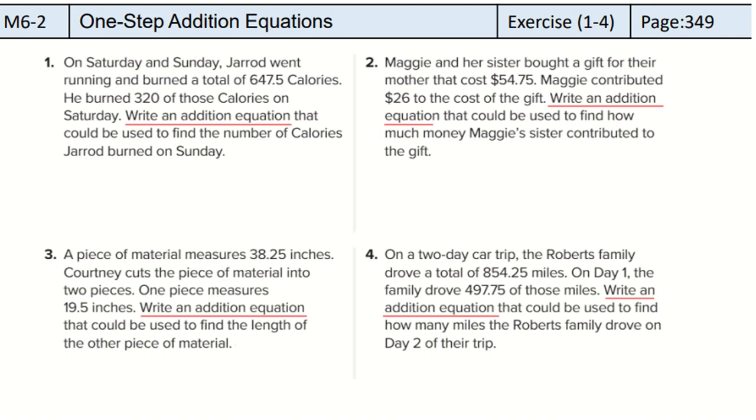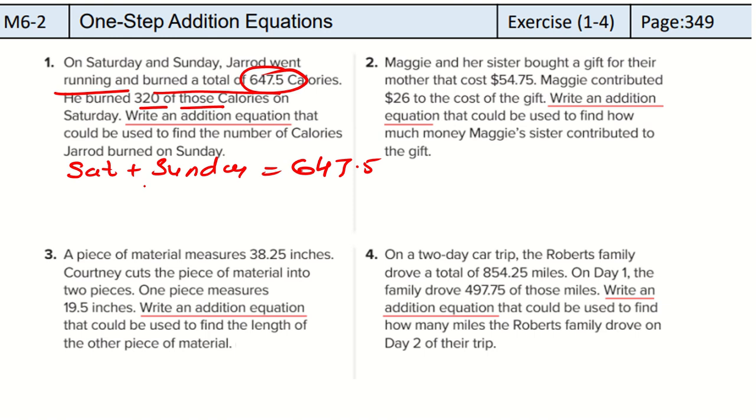Okay. Now let's have some word problems here. On Saturday and Sunday, Jared went running and burned a total of 647.5 calories. He burned 320 of those. Of those means from here. Calories on Saturday. So you can write like this: Saturday plus Sunday equals the total, 647.5. On Saturday he burned 320.